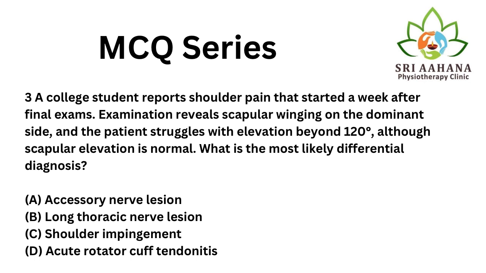A college student reports shoulder pain that started a week after final exams. Examination reveals scapular winging on the dominant side, and the patient struggles with elevation beyond 120 degrees. Although scapular elevation is normal, what is the most likely differential diagnosis? A. Accessory nerve lesion. B. Long thoracic nerve lesion. C. Shoulder impingement. D. Acute rotator cuff tendinitis.